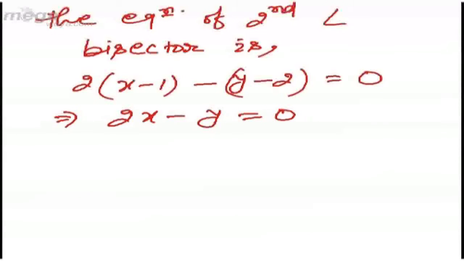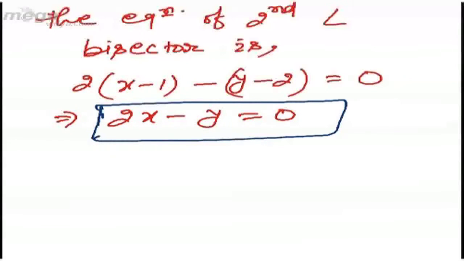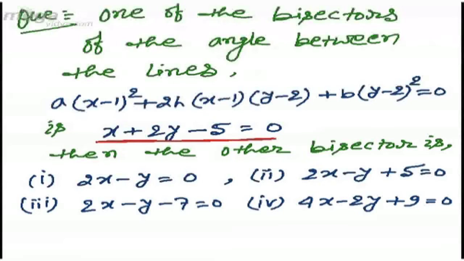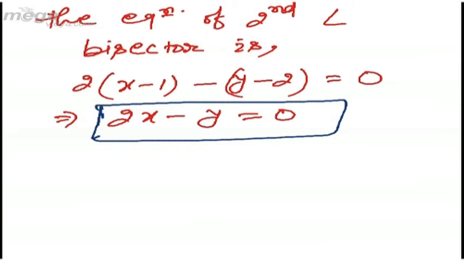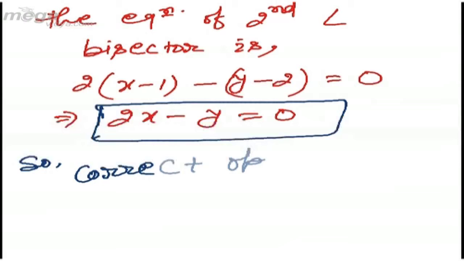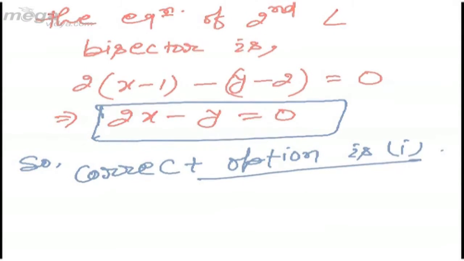This is the correct option. This is your answer, and hence by using the given options, you can see the first option 2x minus y equal to 0 is the correct option. So you can write here, the correct option is the first option. Now student, I am taking another question.